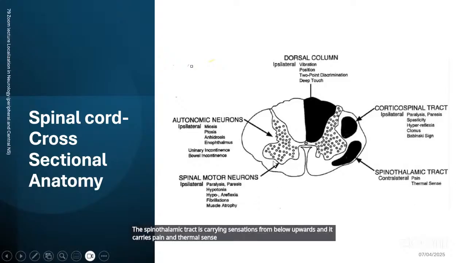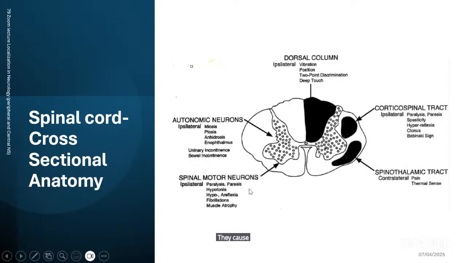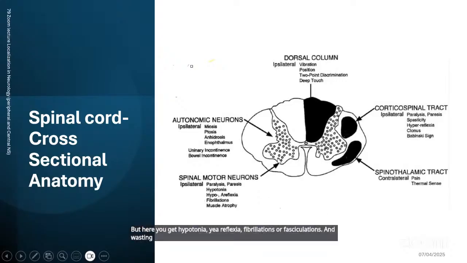The spinal motor neurons are lower motor neurons. Their damage also gives rise to paralysis and paresis. But here you get hypotonia, areflexia, fibrillations or fasciculations, and wasting of the muscles. So these are the LMN features. And these are the UMN features.